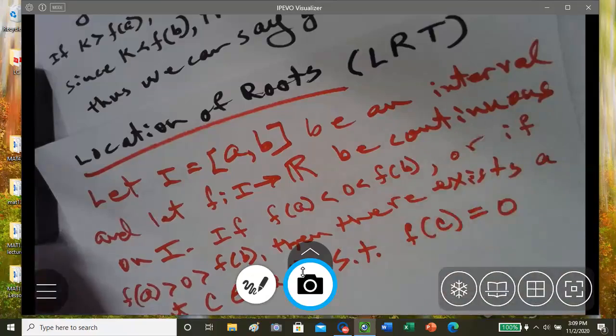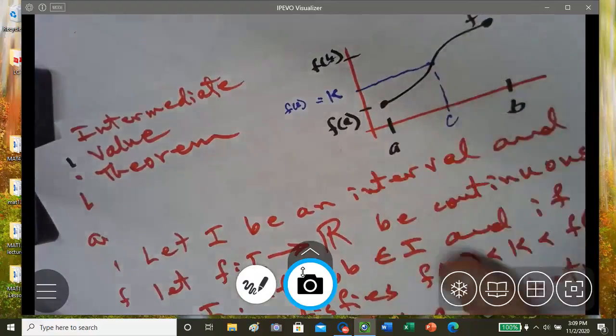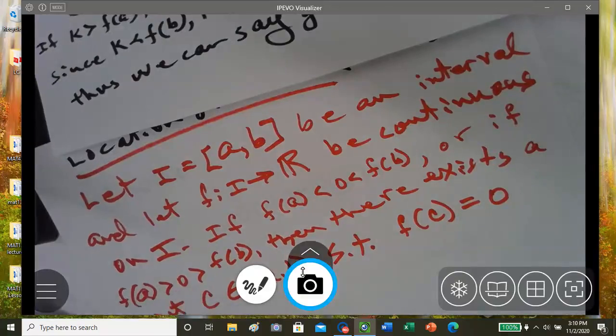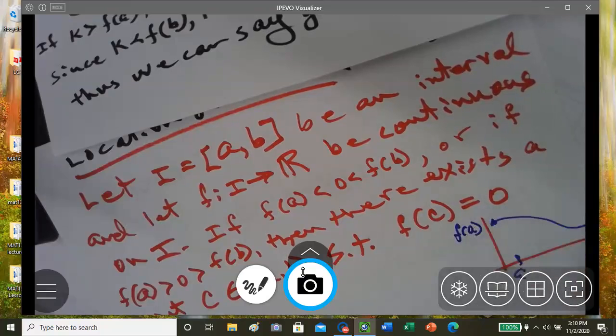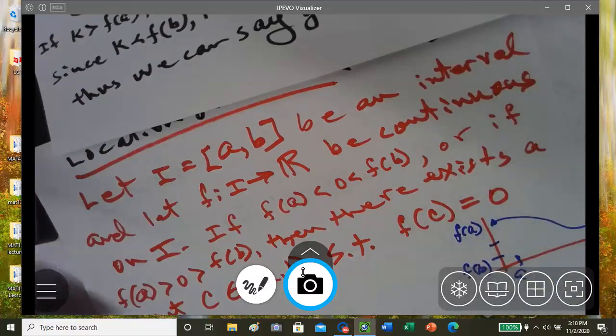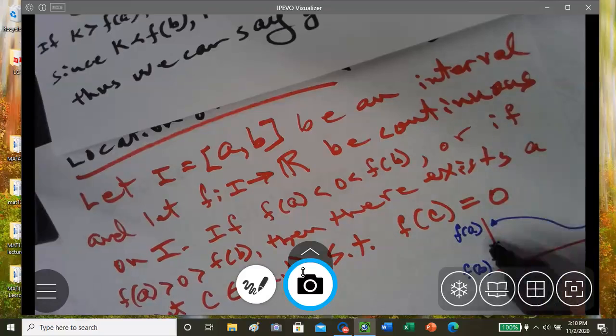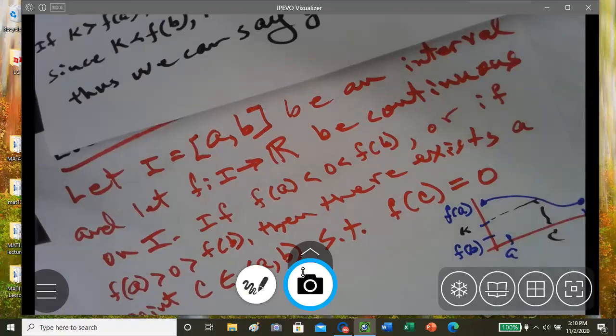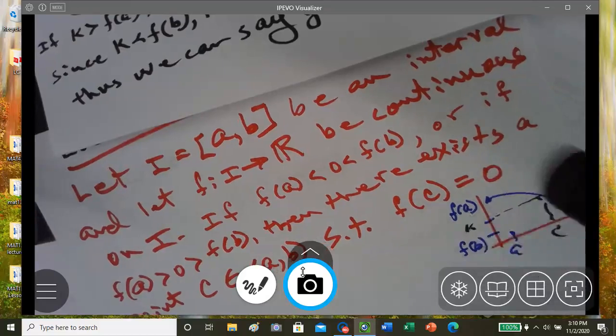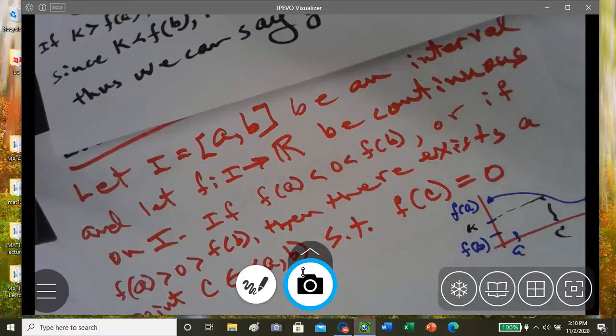So when f of a is less than f of b, we have a function that looks like this, that's going up. When f of a is greater than 0, then it's basically going the other way. Now here's a, and here's f of a, and here's b, and here's f of b. And here's k. But when they say it's equal to 0, then they're talking about it being on the x-axis.